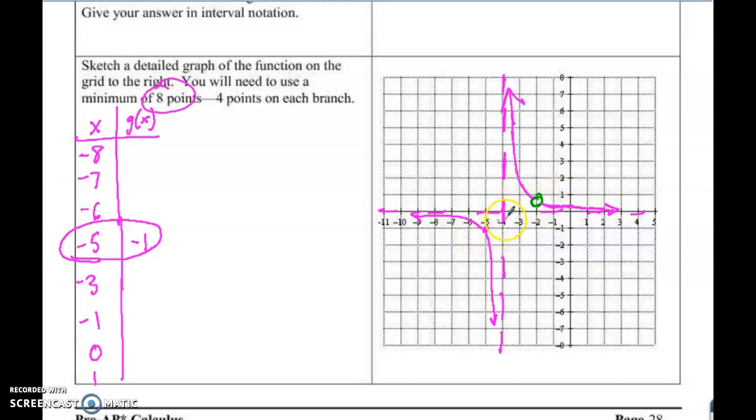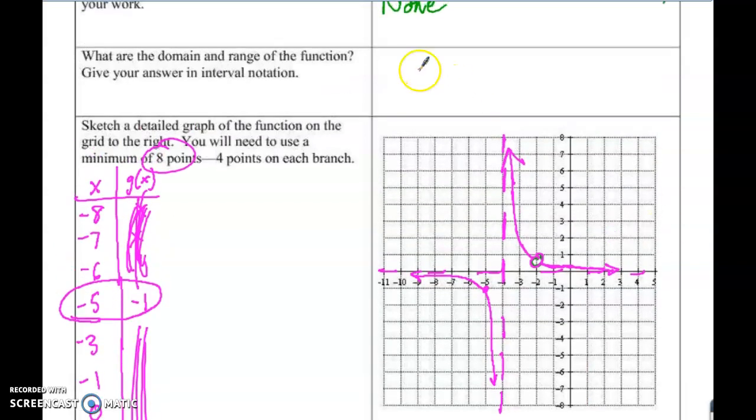What I'll be grading is, are you on the right side of things? Do you have the correct hole? Do you have the correct y-intercept? Do you have the correct vertical asymptote? Do you have the correct horizontal asymptote? I don't need all of these points. I don't need all this extra information. But I would be grading your domain still.